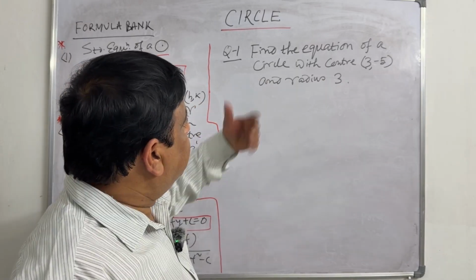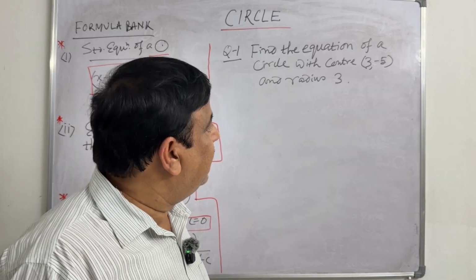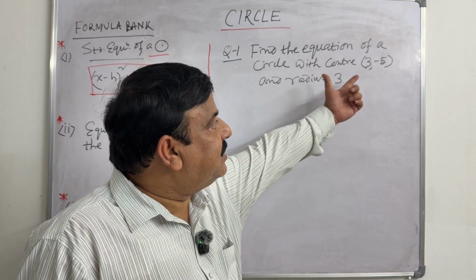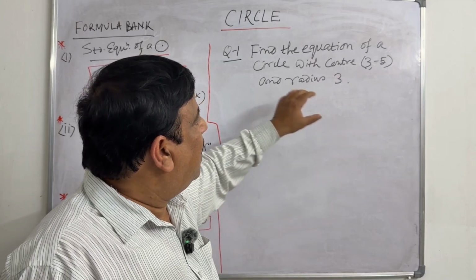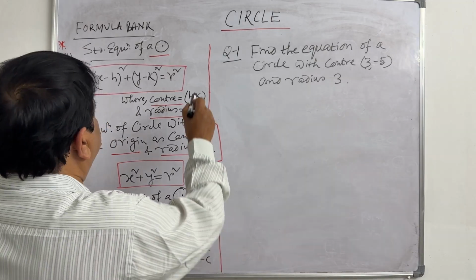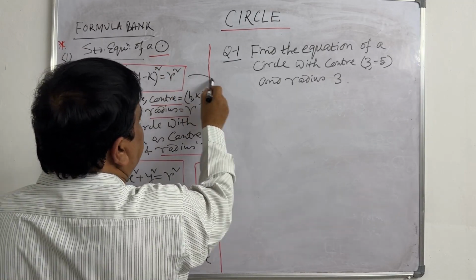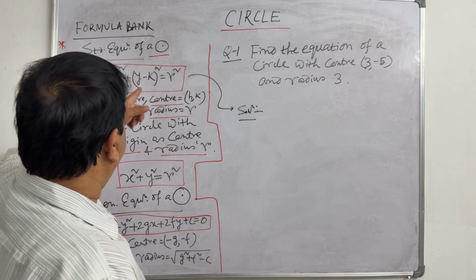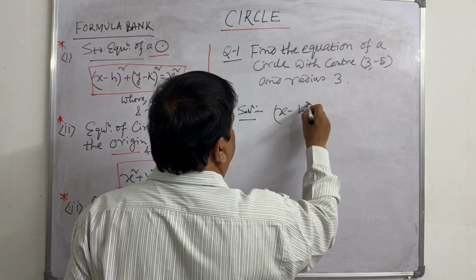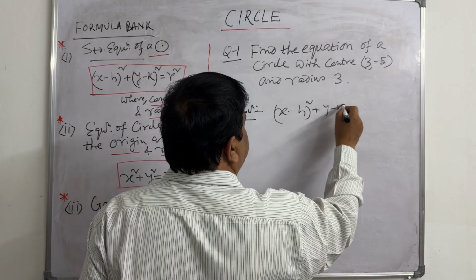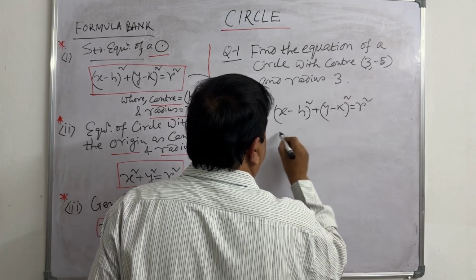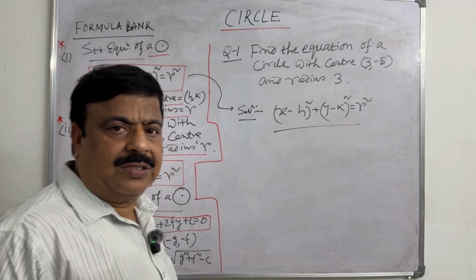तो किसी सर्कल का इक्वेशन फाइंड आउट करना है जिसका कोऑर्डिनेट ऑफ द सेंटर इज गिवन एज 3, -5 and radius 3. So you have already learnt about the equation of a circle in standard form. Use the standard equation of a circle, that is x minus h whole square plus y minus k whole square, that is equal to r square.